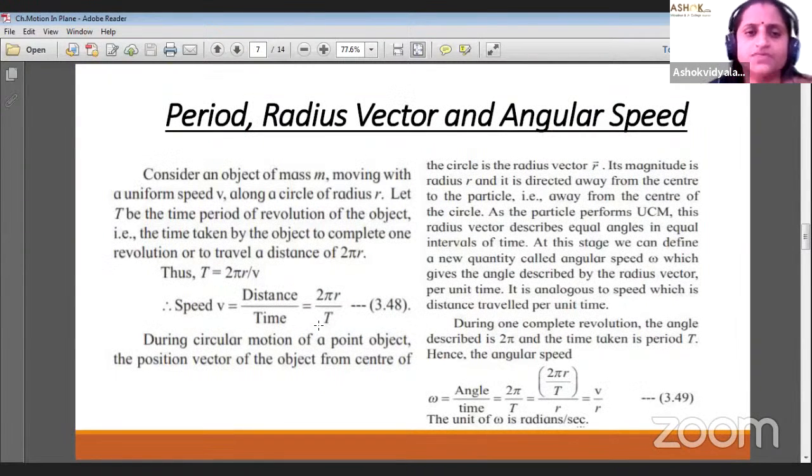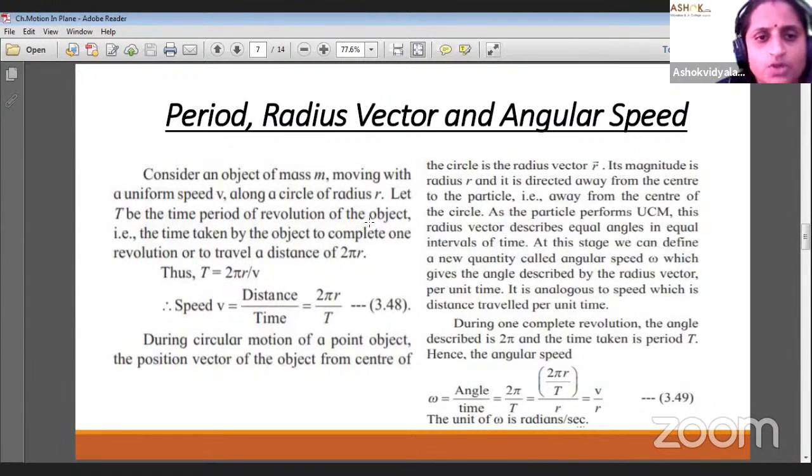Now, next, there are some terms: the period, radius vector, and angular speed definitions. First of all, the period. Consider an object moving with a uniform speed v along a circle of radius r. Let capital T be the time period of revolution of the object. The time taken by the object to complete one revolution, or to travel the distance of 2 pi r, is the period of the object.